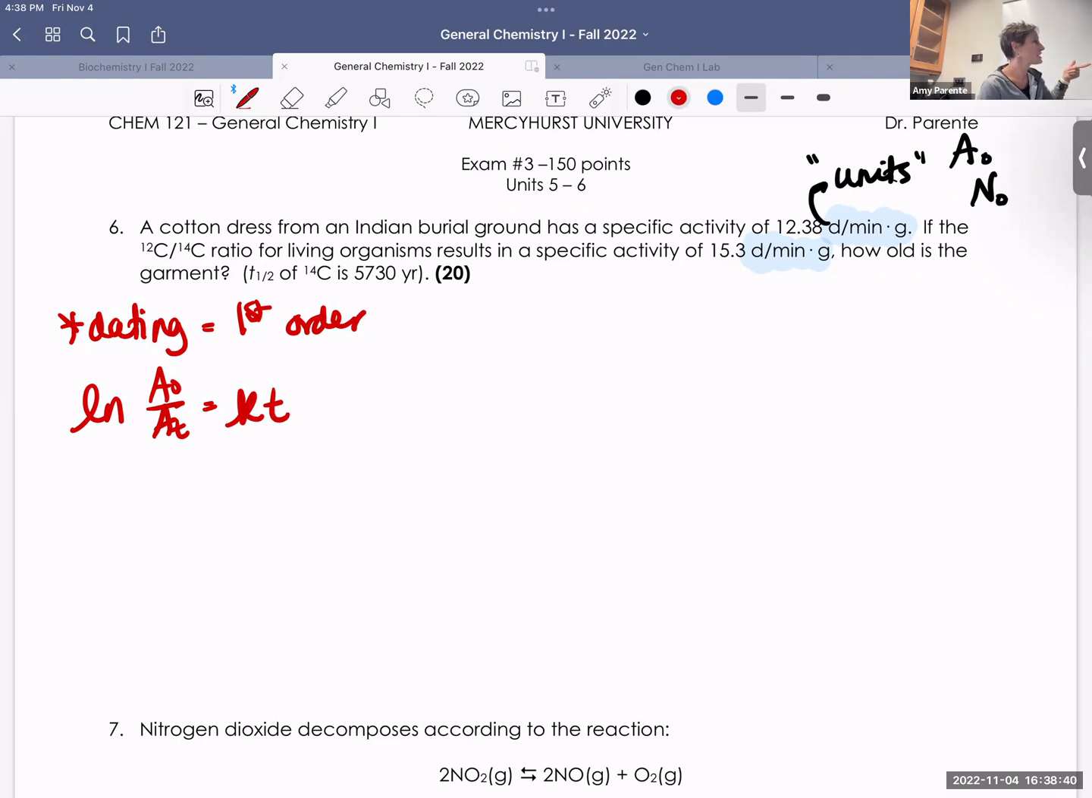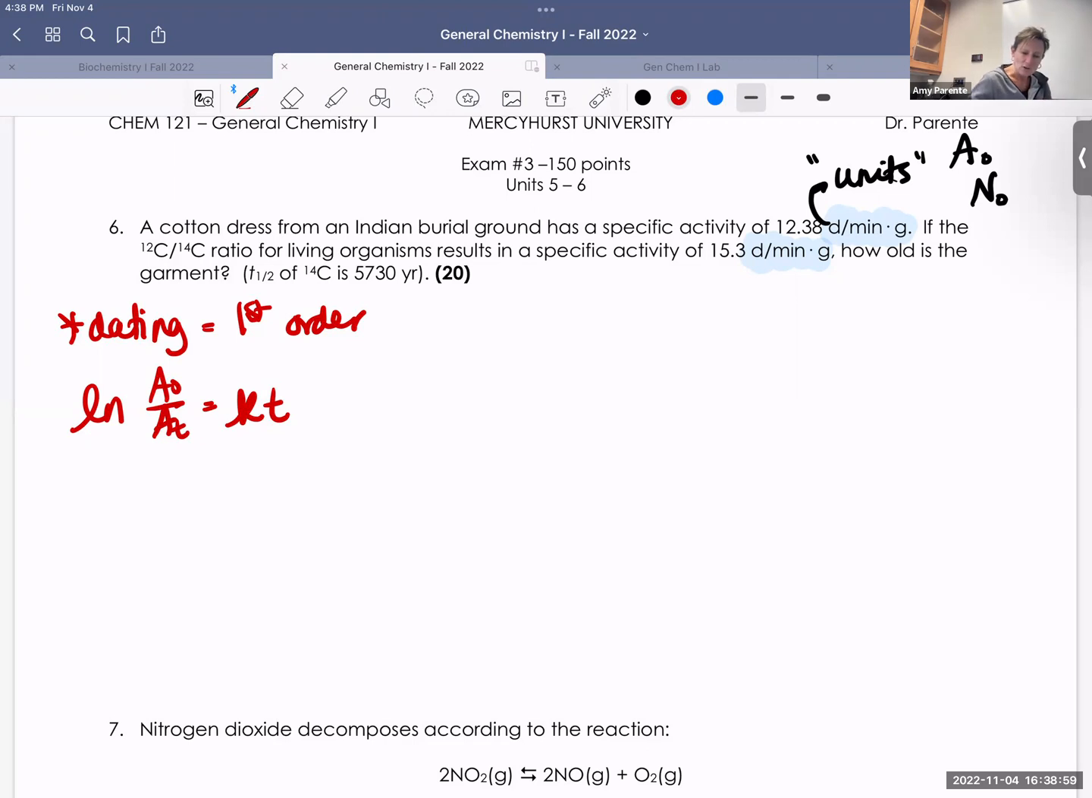Now, if you see a chemical process, and the next problem we're going to do is actually a chemical process, that could be first order, second order, zero order. We'll talk about the different ways that you can sleuth through and try to figure out what order it is so that I know what equation to use.